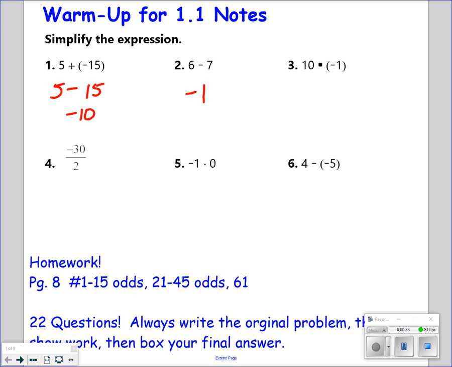Anytime you're multiplying a negative times a negative, or a negative divided by a negative, it would be a positive, but a positive times a negative, so negative 10. Negative 30 divided by 2 is negative 15. Multiplying by 0 is always 0.